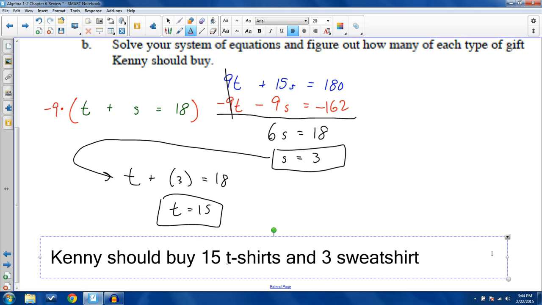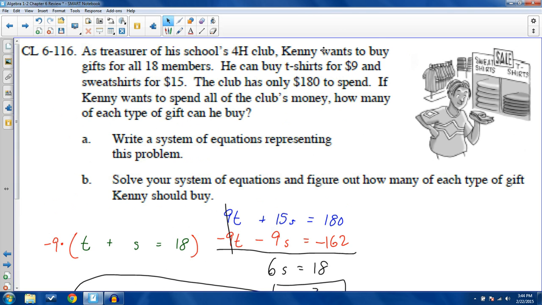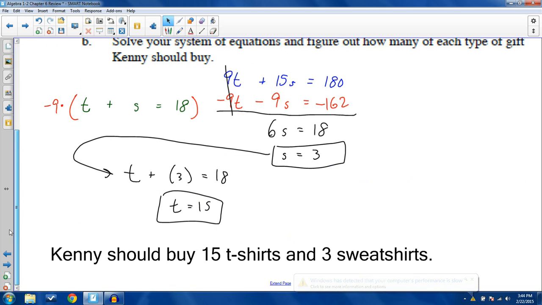And if you remember what this problem was, because I know I didn't reread it, and in fact, you might have skipped past the word problems initially, so let me go back to this. It says in this equation here that Kenny wants to buy gifts for 18 people. That's where this green equation came to be. The blue equation came to be by doing $9 per t-shirt times the number of t-shirts, plus $15 per sweatshirt times the number of sweatshirts. He wants to spend all $180. The only combination for t-shirts and sweatshirts, if he buys for 18 people, is 15 t-shirts and 3 sweatshirts. He doesn't want to leave any dollars remaining.